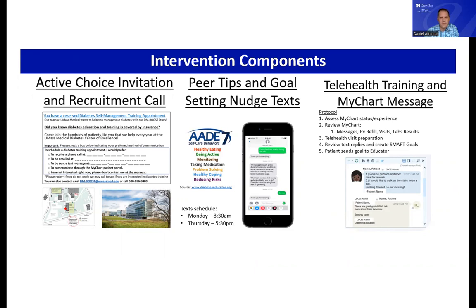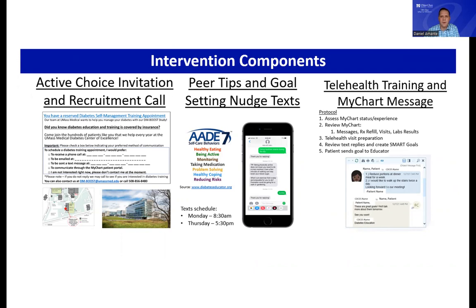the intervention group participants then receiving text messages with peer tips and goal-setting nudges. These text messages were written by the patient panel to provide tips on diabetes self-care behaviors, followed by the nudge to reply to the text with personalized information related to each behavior.